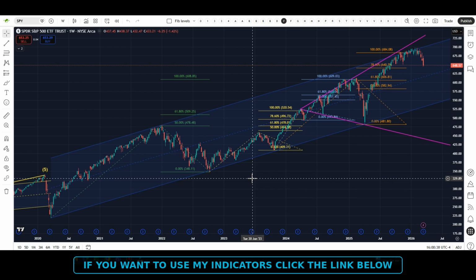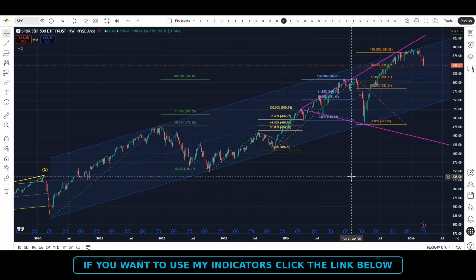You've got to put a lot of information together. The more information, the more reasons you have to take a trade or exit a trade, the better your decision making will be. And Fibonacci is one of those tools.